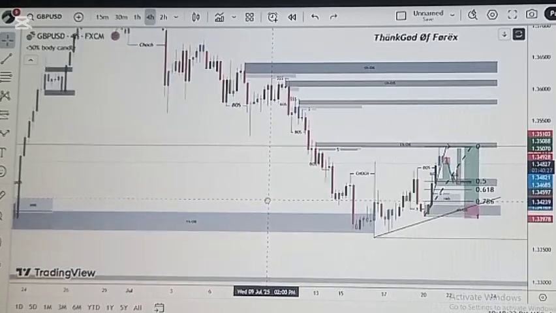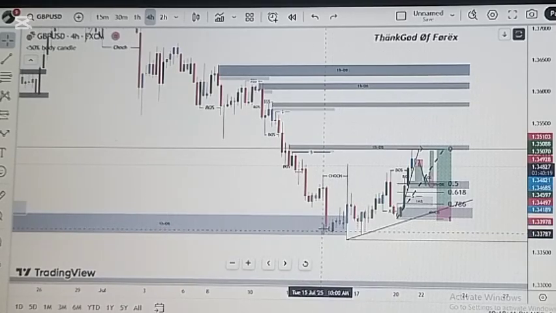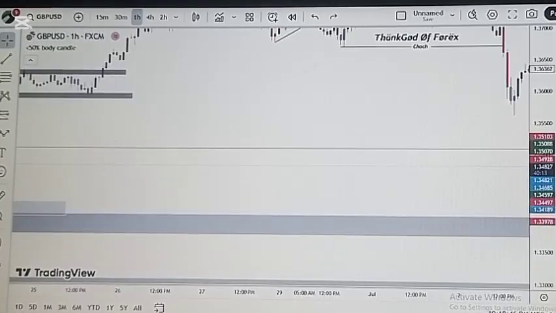So right in this area, we have been making profit right from here because we entered this trade and made some profit. So let's switch to the 1 hour time frame.